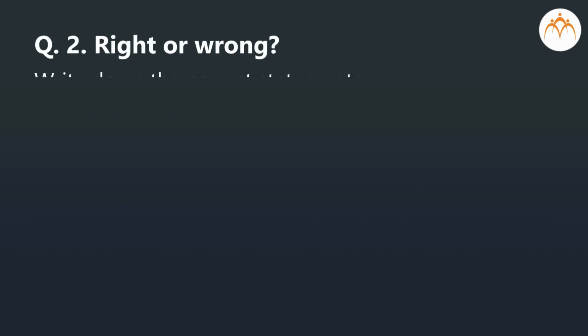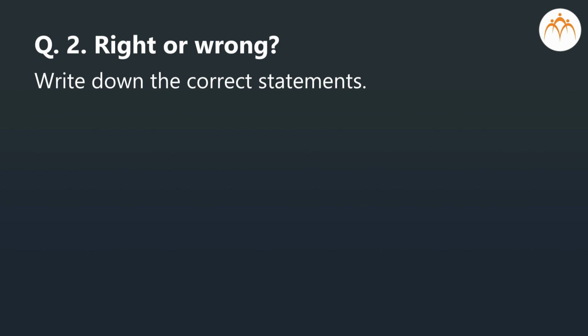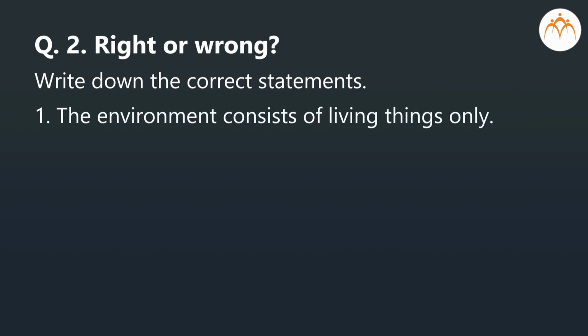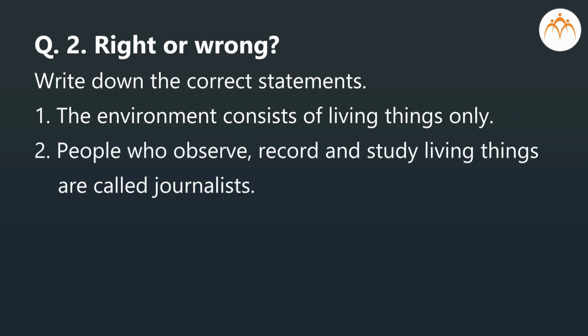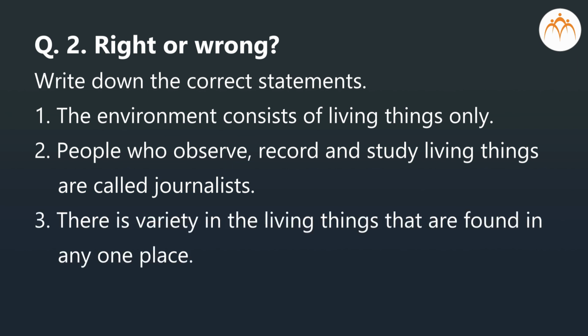Right or wrong? Write down the correct statements. The environment consists of living things only. People who observe, record and study living things are called journalists. There is a variety in the living things that are found in any one place.